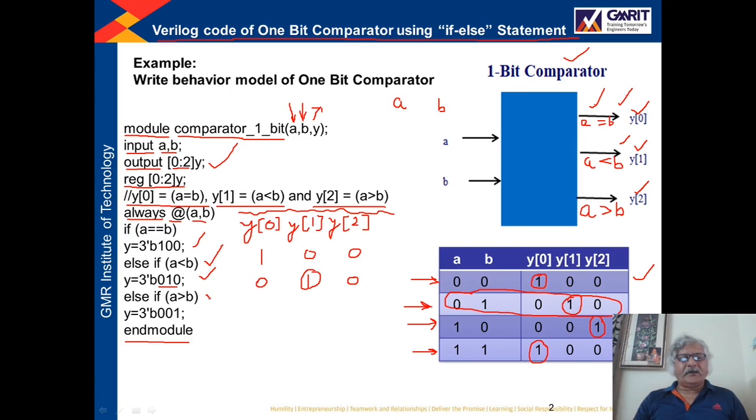Now we will see the next else if statement, else if a is greater than b. This is the condition of the third row, a is greater than b. If this is the condition, then y2 will get 1. So this statement is executed: y is equal to 3'b001. With this, the first 0 will be assigned to y0, the next 0 will be assigned to y1, and the next 1 will be assigned to y2. So in this way y2 will be 1 if a is greater than b.